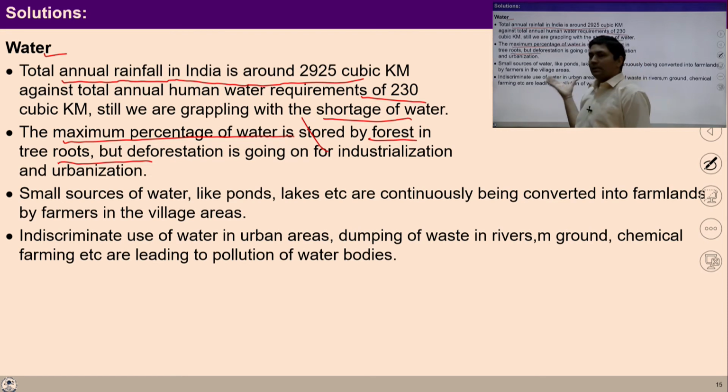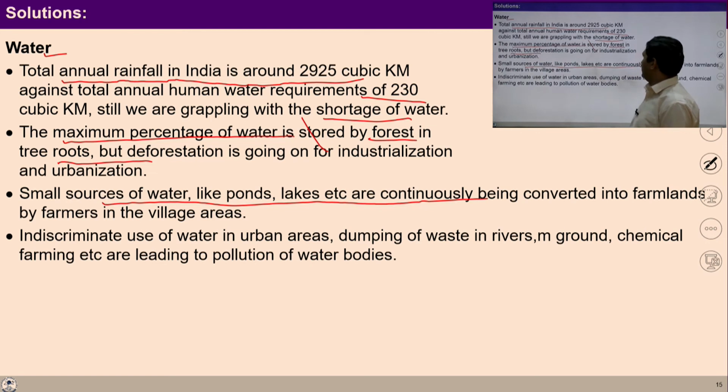In our traditional systems, there were many small sources of water like ponds, lakes, etc., which used to store the water, but due to urbanization and deforestation, all these sources have vanished over time, and now there is a problem of water which we are facing.